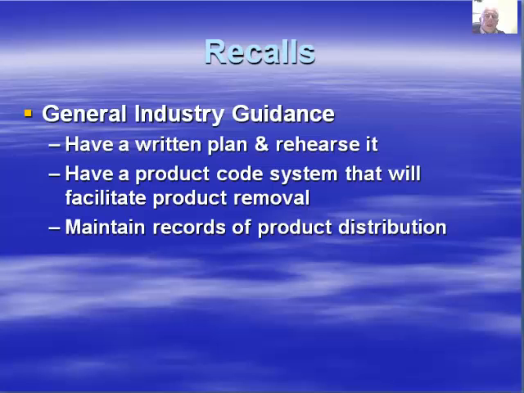Some general industry guidance in terms of recalls. The industry or a company, manufacturer, should have a written plan, and it needs to be rehearsed so that you know you can remove that product. You need to have a product code system that will facilitate removal of product, certainly. And then you need to maintain extremely good records of product distribution so that you know where any product that's in violation has been sent to.